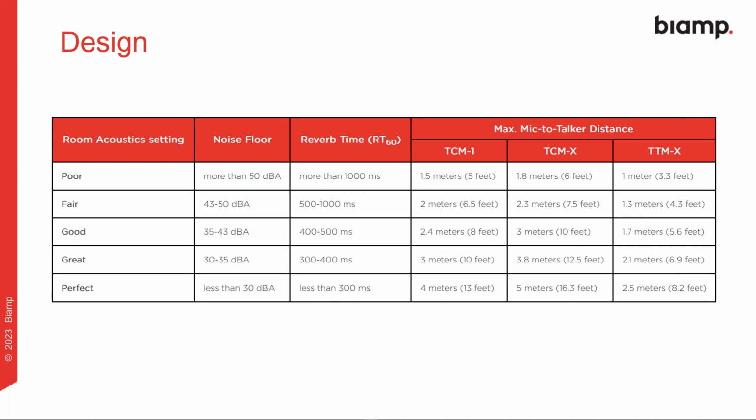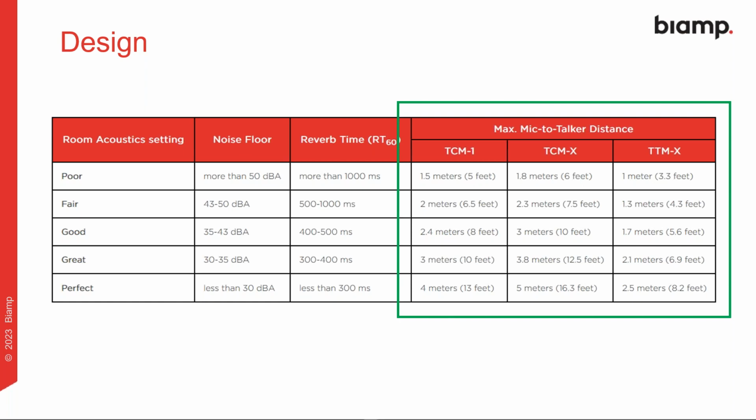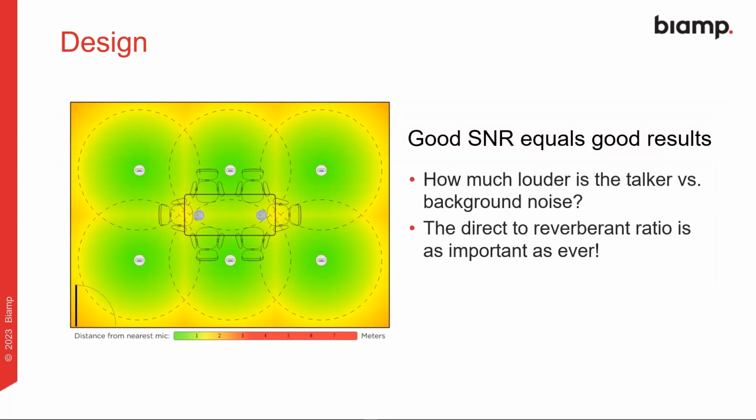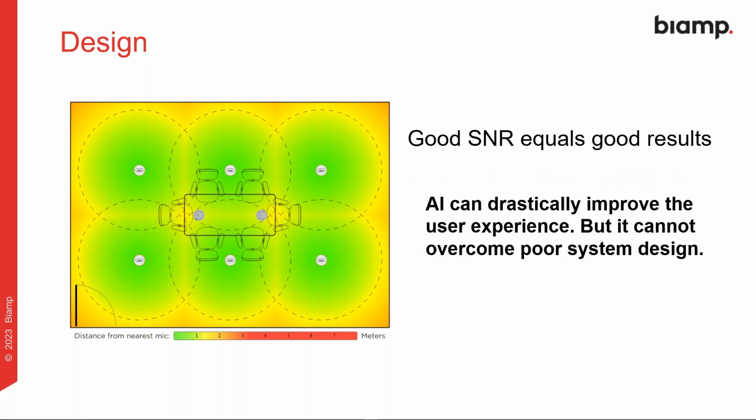And you'll notice if you look at the way we design Parlay systems, and I should point out now that I'm going to talk about Parlay systems a lot in this training, but AI noise reduction is not just for our microphones. You can use this on any microphone that you like. But you'll see in the table, as the noise floor and the reverb time increase, the maximum mic to talker distance must decrease to preserve a good signal to noise ratio. And a good signal to noise ratio equals good results. How much louder is the talker versus the background noise or the thing that we don't want to hear? And the direct to reverberant ratio is as important as ever.